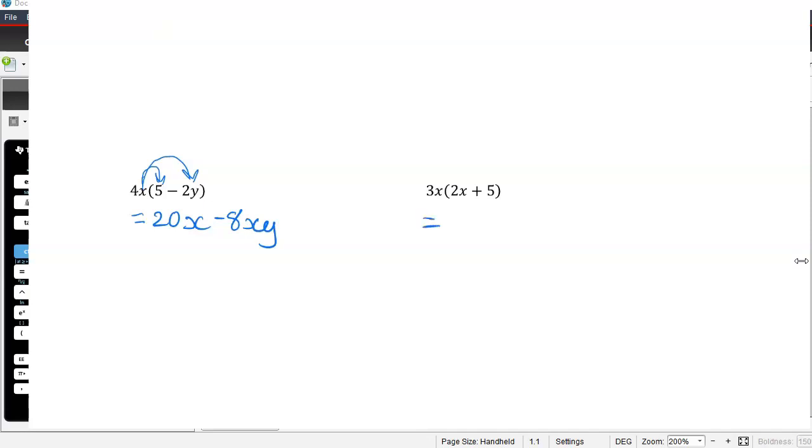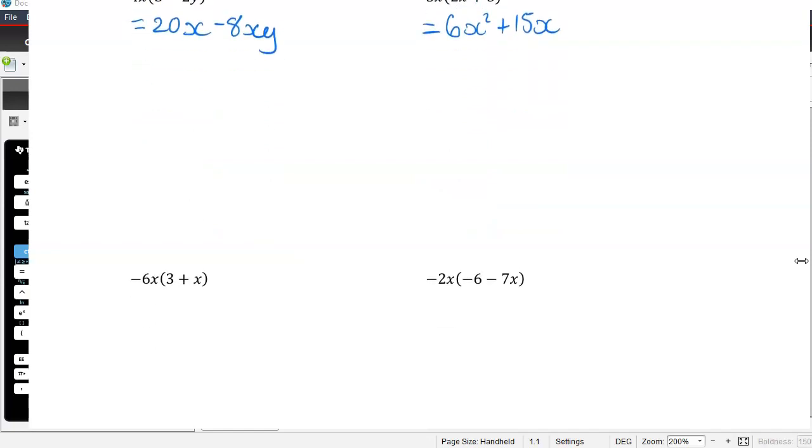All right, so for our next one, I've got 3x times by 2x, 3x times by 5. So 3x times by 2x, 3 times 2 is 6, x times x is x squared. 3x times by positive 5 is positive 15x.